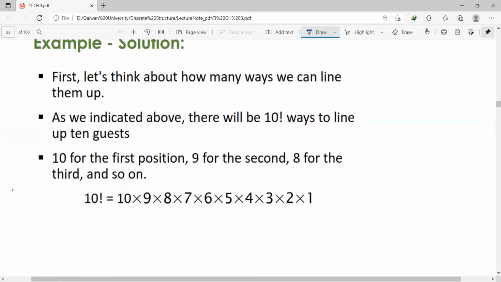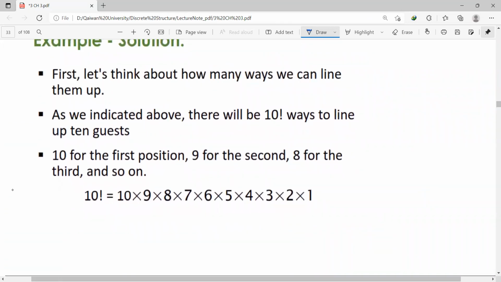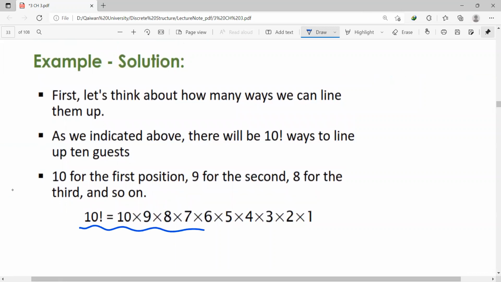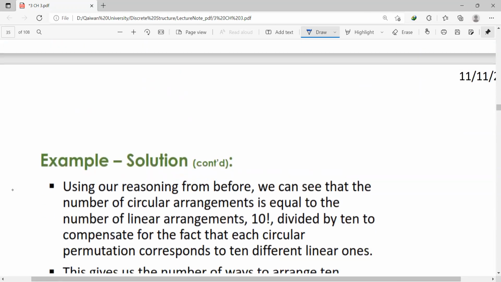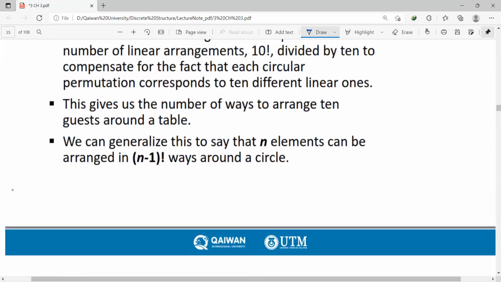So this is only talking about the solution. It's about the linear arrangement. But for the circular arrangement, we say it's n minus 1 factorial. So here we have 10 minus 1 factorial, which is 9 factorial. That's all.